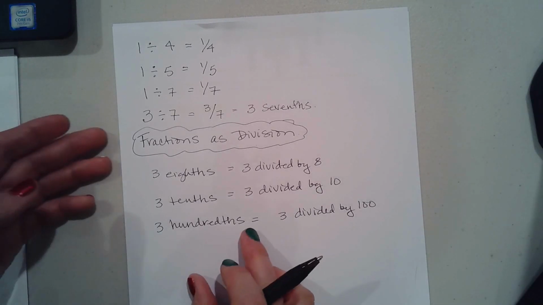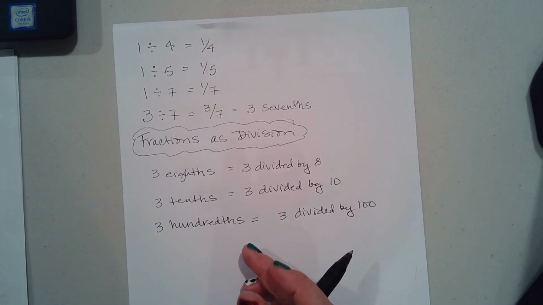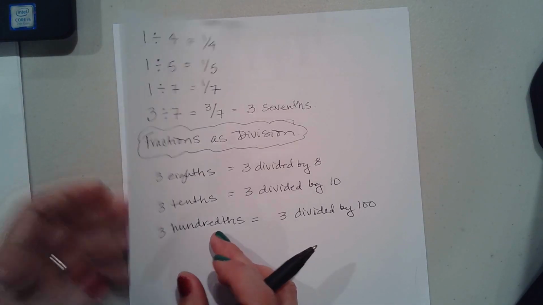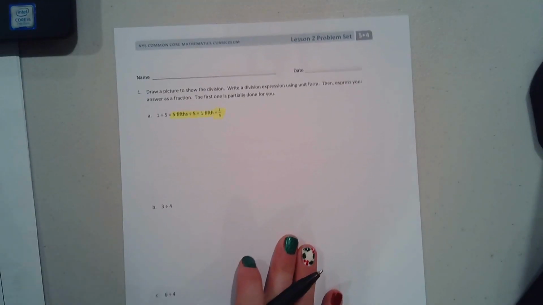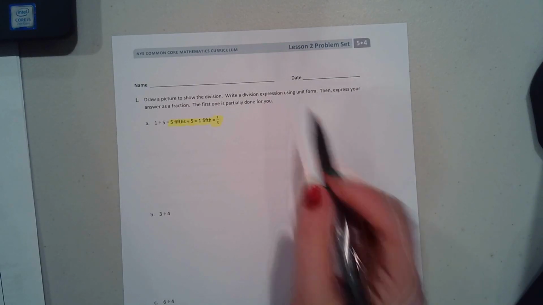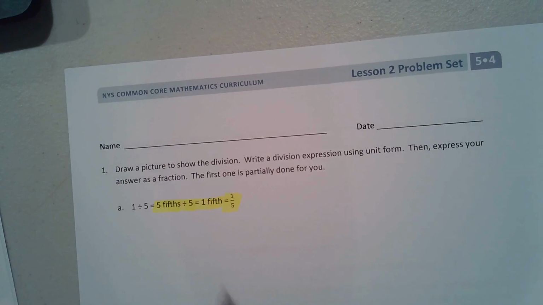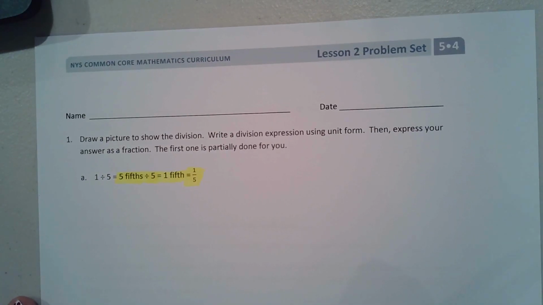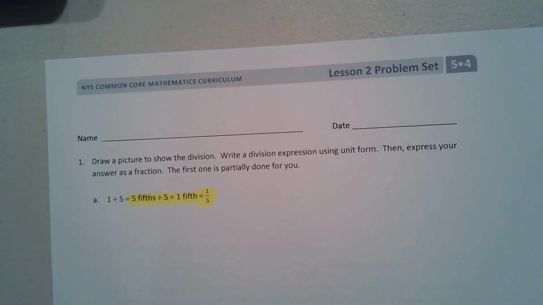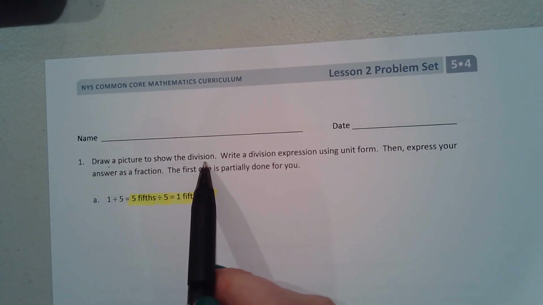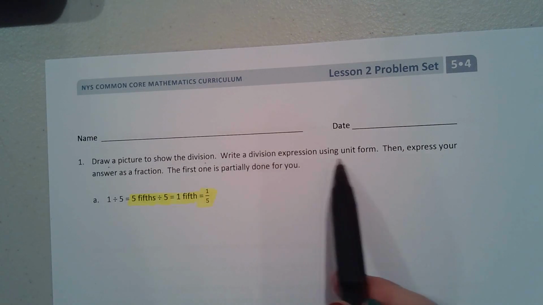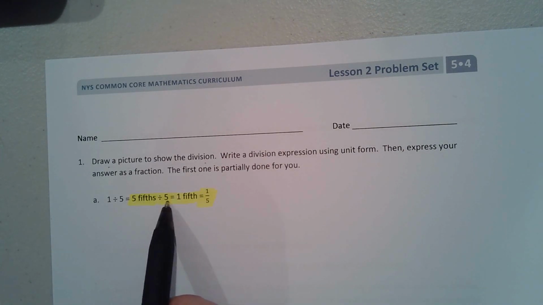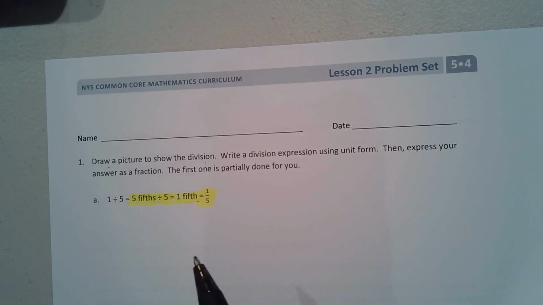All right. That's going to do it for concept development for Module 4, Lesson 2. So now the next step is to try problem set. In problem set, you're going to follow just like we did in the concept development. You're going to draw a picture to show the division, write a division expressing unit form. So here is our unit form right here, right? Unit form. And then express your answer as a fraction.